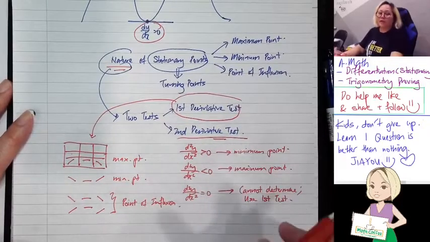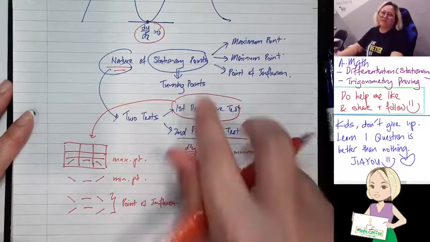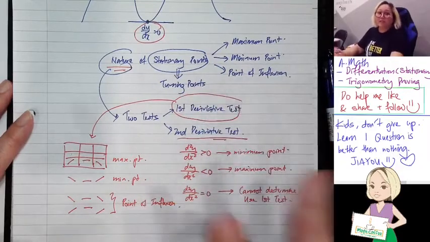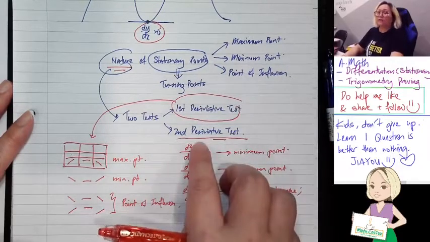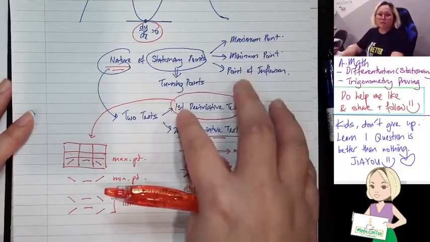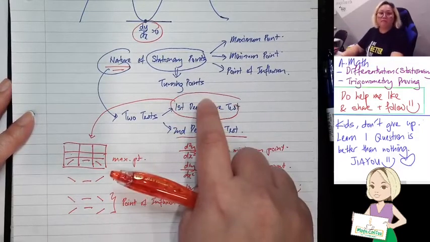There are only a few situations where you will use the first test, in fact 3 situations. The first reason is if my second derivative is very difficult to differentiate, then I will use the first test. Secondly, when my d²y/dx² gives me a 0, then I have to use the first test.